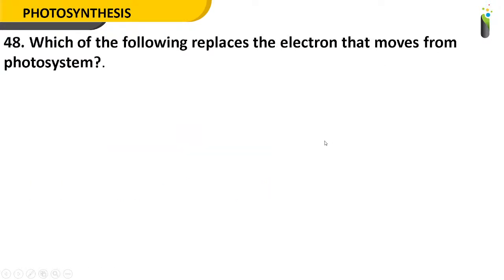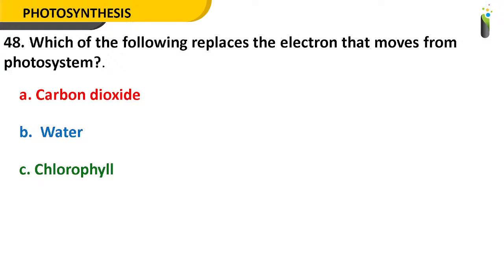Question number 48. Which of the following replaces the electron that moves from photosystem? And your options are A. Carbon dioxide, B. Water, C. Chlorophyll, D. Glucose. So, which of the following replaces the electron that moves from the photosystem?